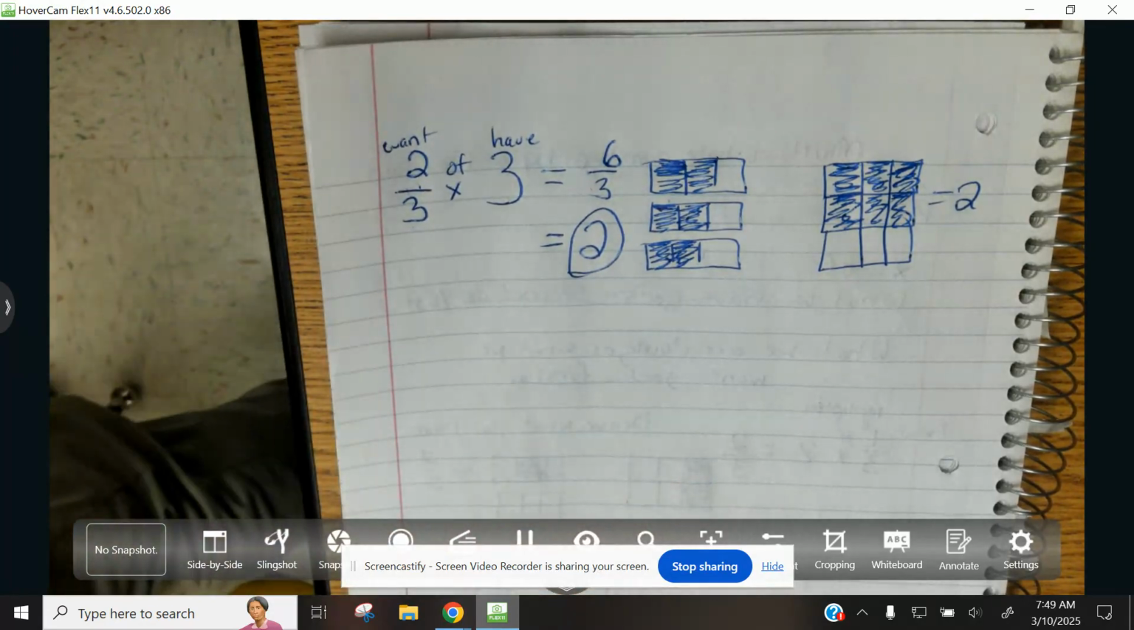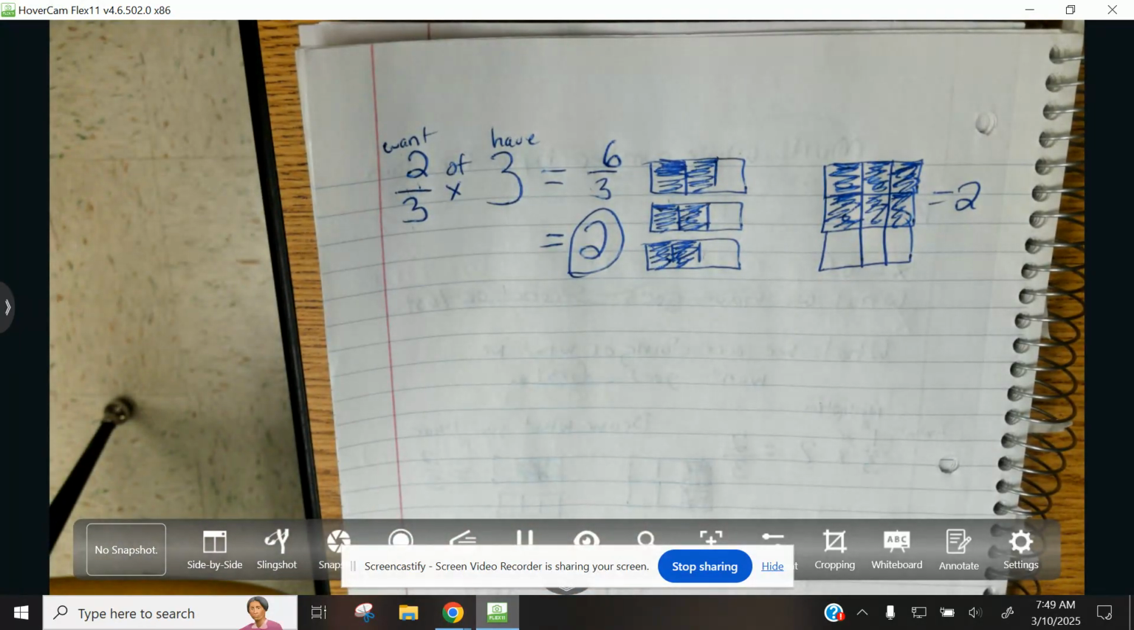Okay? Again, when we're doing just small, simple problems, this isn't too hard. When you start putting it into context and word problems, you really have to figure out what the problem's telling you. And if you understand this, it's going to help you a lot.